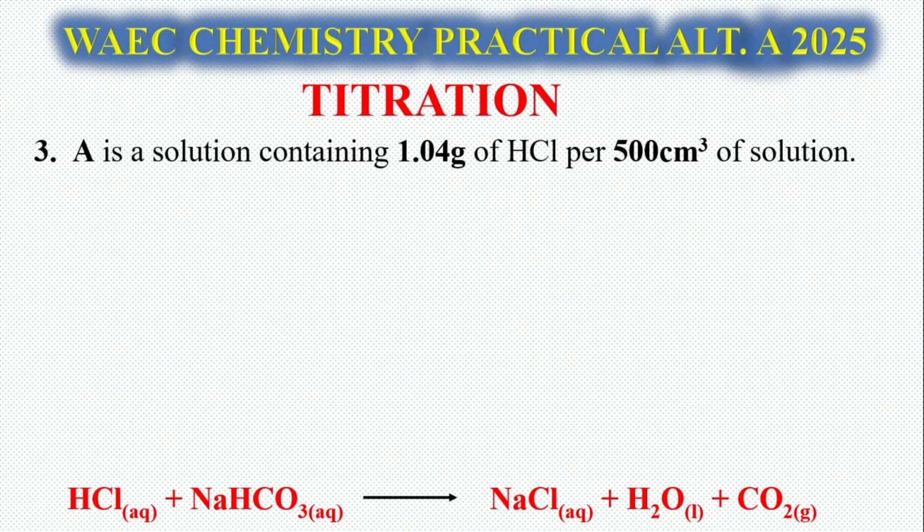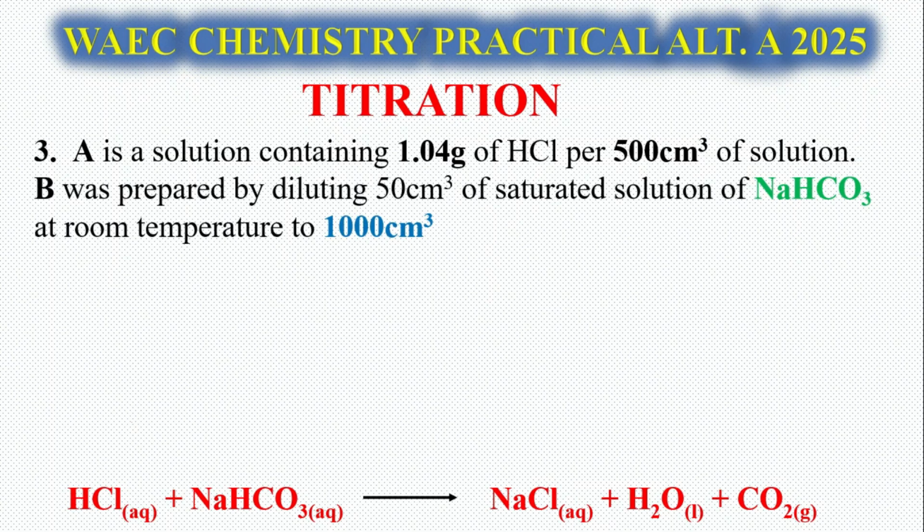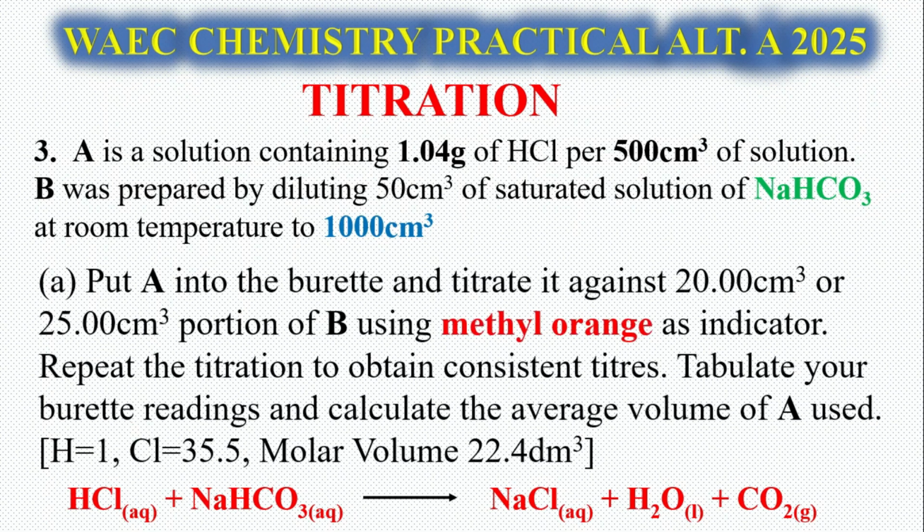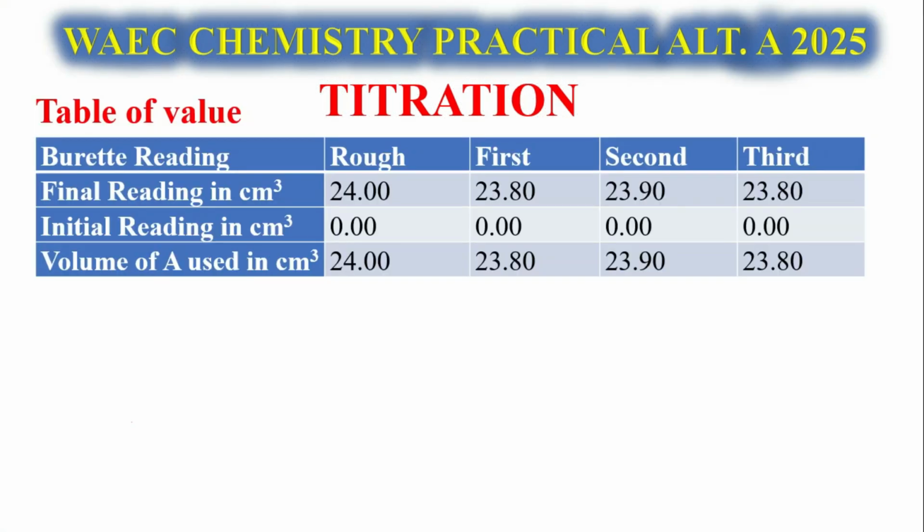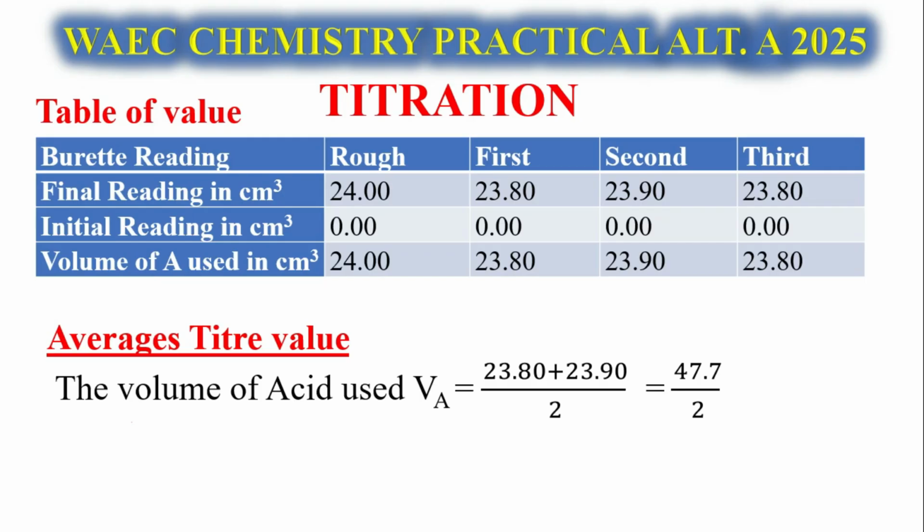A is a solution containing 1.04 gram of HCl per 500 cm³ of solution. While B was prepared by diluting 50 cm³ of saturated solution of NaHCO3 at room temperature to 1000 cm³. So put into the burette and titrate, the same procedure for titration, and our balanced equation is also involved. But this time around, let's look at whether there will be a twist to this question or not.